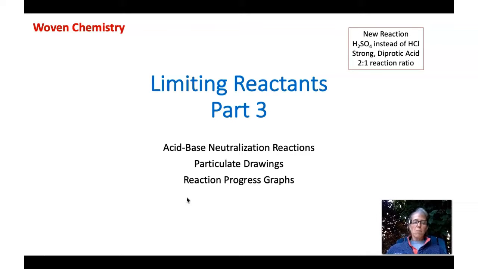This one's going to be another step higher in terms of challenge and complexity, because we're going to use a diprotic acid instead of HCl, a monoprotic acid. That makes things more complicated for 2 reasons. We get a 2-to-1 reaction ratio, and part of this acid is strong and part of it is weak. So that will make things a little bit more challenging. This is often a confusion at the AP level.